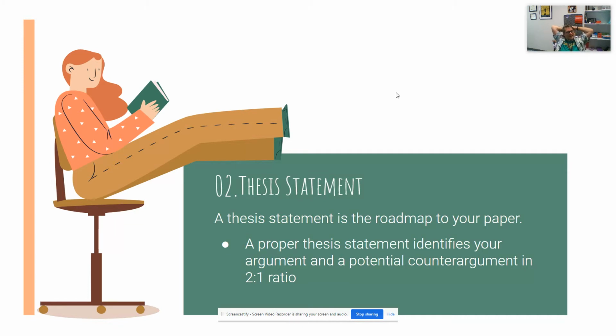The proper thesis statement identifies your argument and a potential counter argument in a 2-to-1 ratio. So if you think the costs outweigh the benefits, then you will give me 2 costs and 1 benefit. Flip it, if you think the benefits outweigh the costs, you'll give me 2 benefits and 1 cost. But we're going to put our counter argument first.